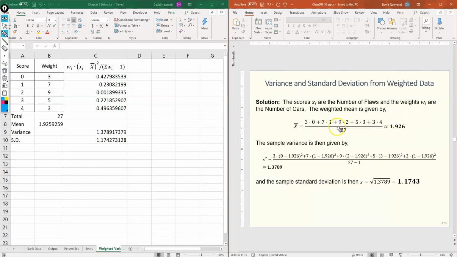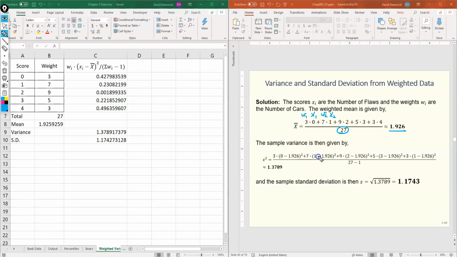So the first thing we need to do is calculate the weighted mean. And so right here is our weighted mean. You notice we have the 3 right here is W1, and the 0 is X1, 7 is W2, and the 1 is X2, and so on. And then we divide by the sum of the weights. In other words, we had 27 total cars. And when we evaluate this, we get 1.926 approximately.